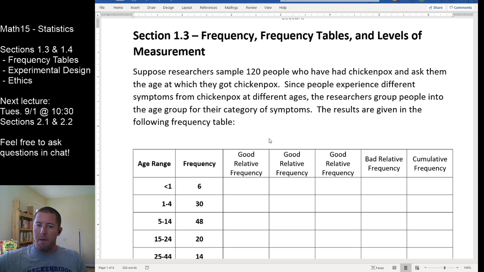So different people get chickenpox at different times. Lots of people get it when they're a kid. Other people get it when they're adults. And very importantly, chickenpox is one of those diseases where the symptoms that you experience change quite a bit depending on the age at which you get the disease. So in this case here, even though researchers might be asking people, what age were you when you got chickenpox? What the researchers are really interested in doing is lumping people into the age group category associated with the symptoms that they're going to end up experiencing here.